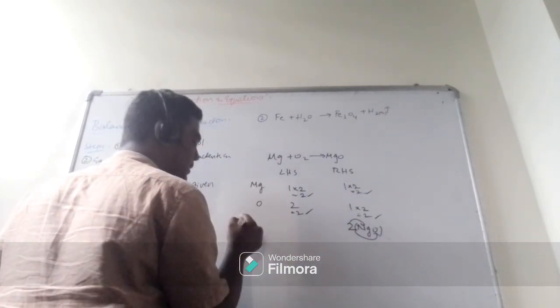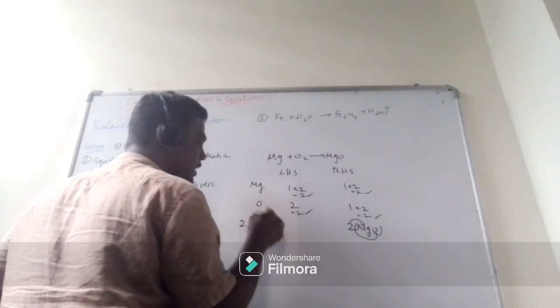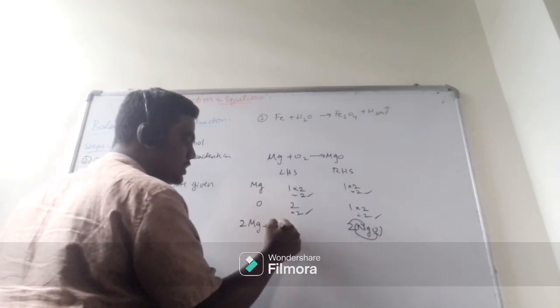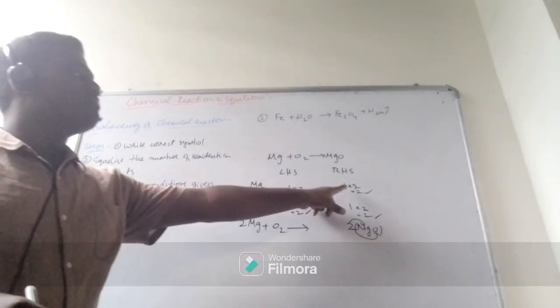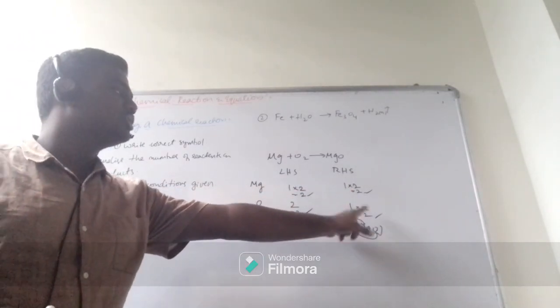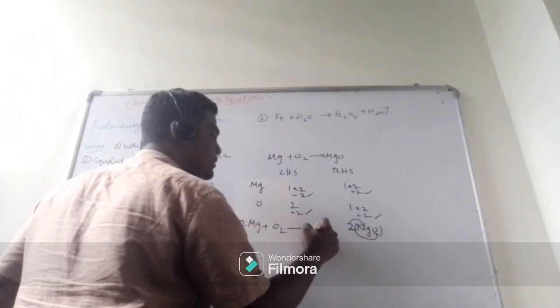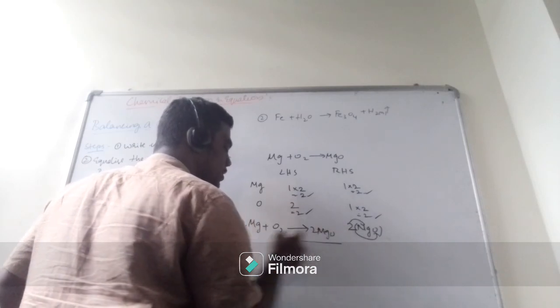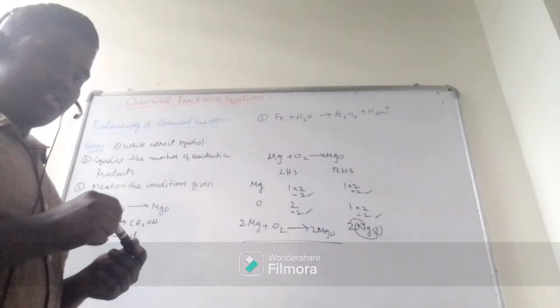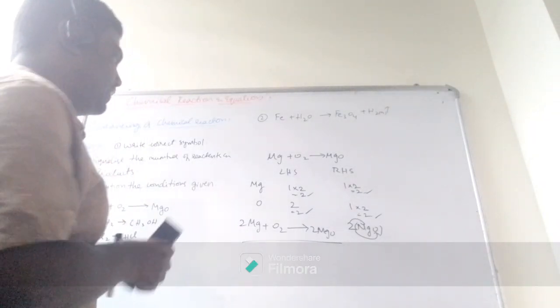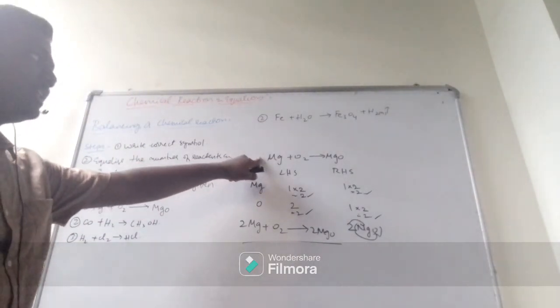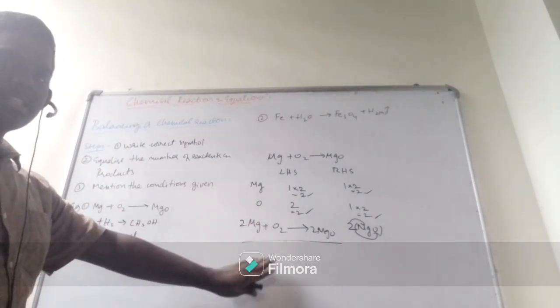So 2 must be multiplied with Mg, that is 2Mg, and nothing is multiplied with oxygen, so oxygen remains O2. And here we are multiplying both Mg and oxygen with 2, so it becomes 2MgO. So this is the balanced chemical reaction. The previous one is the imbalanced chemical reaction, the skeletal equation, and this is the balanced equation.